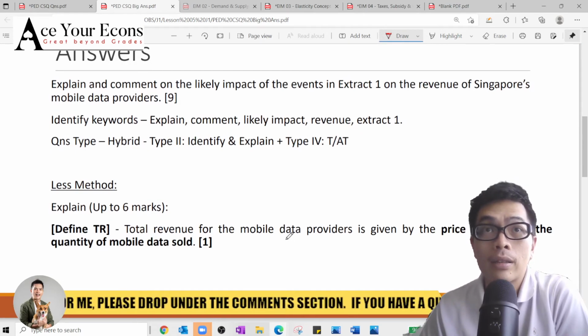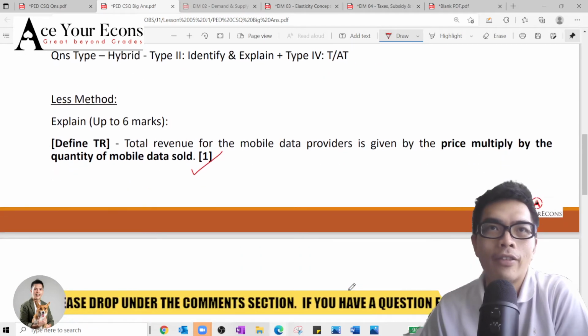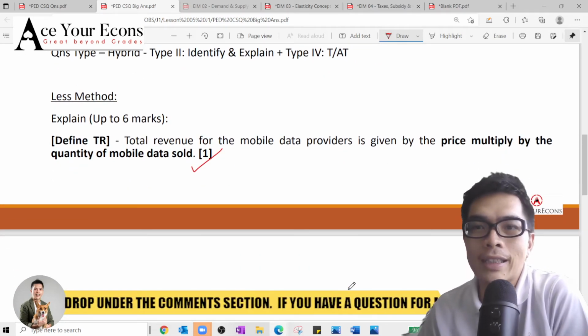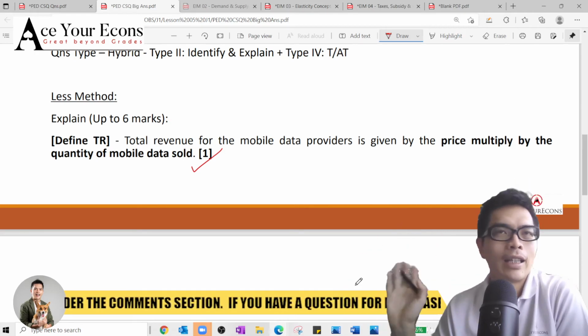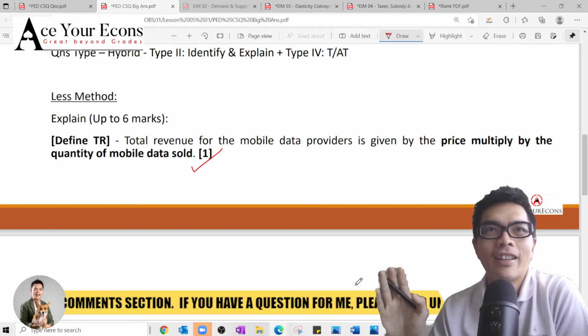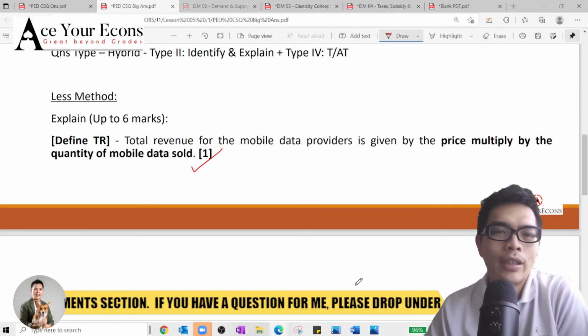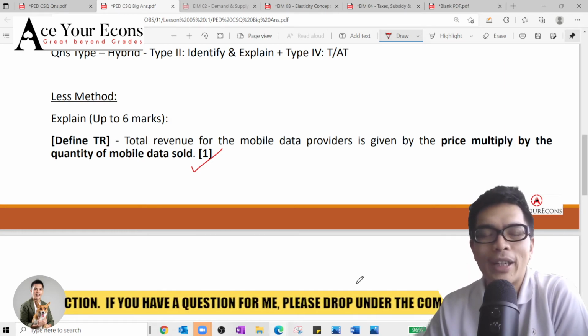Okay, 1 mark will be given to defining total revenue. Check whether you have this. It will be the price times the quantity of your mobile data sold. If you don't have this, it's fine. It's just 1 mark out of the 9. Clear? So long as you get the concept right, I think it's good enough. You can still pass. Okay, remaining 5 marks.